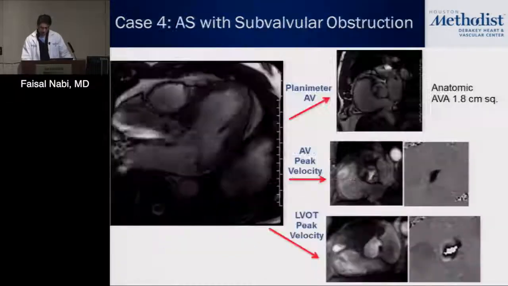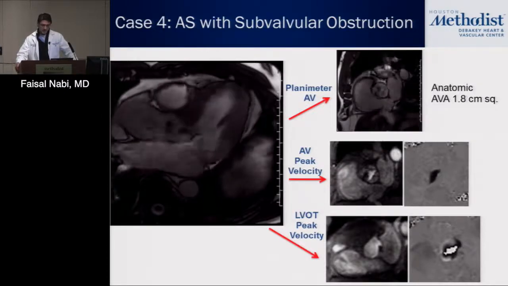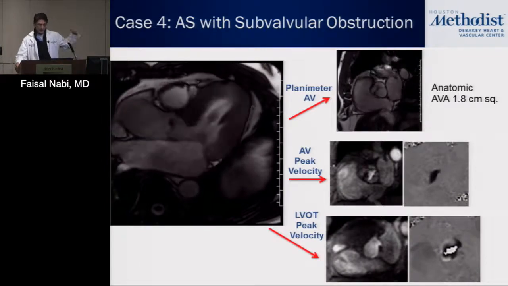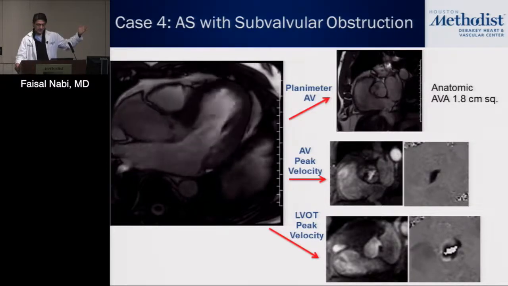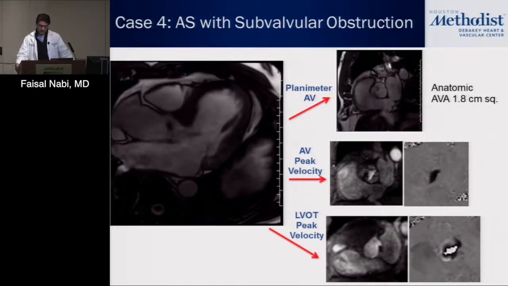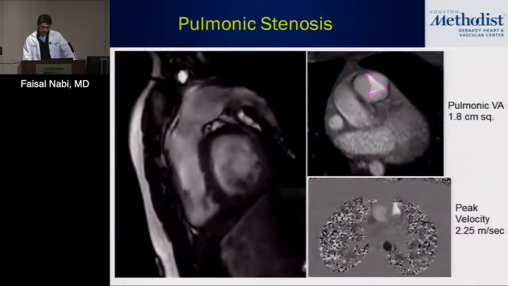and you can actually measure velocities there as well. Why it's very helpful is in a case such as this, this patient had AS with a subvalvular obstruction. So I can actually resolve at each level what the velocities are and what the area is. In this particular case, I was able to planimeter the valve, measure a velocity through the valve itself, and here also measure velocities in the LVOT. So that's how I think CMR can be very helpful to you.